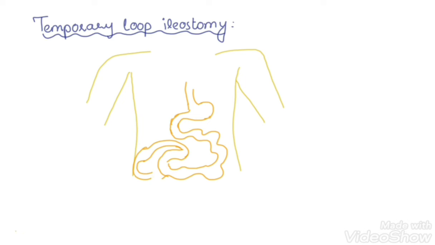In order to keep the colon rested so that it can heal, ileostomy is performed. A loop of ileum is brought out through a hole in the anterior abdominal wall. It is fixed to it, and then a communication is created between the anterior abdominal wall on the right side of the body and the loop.